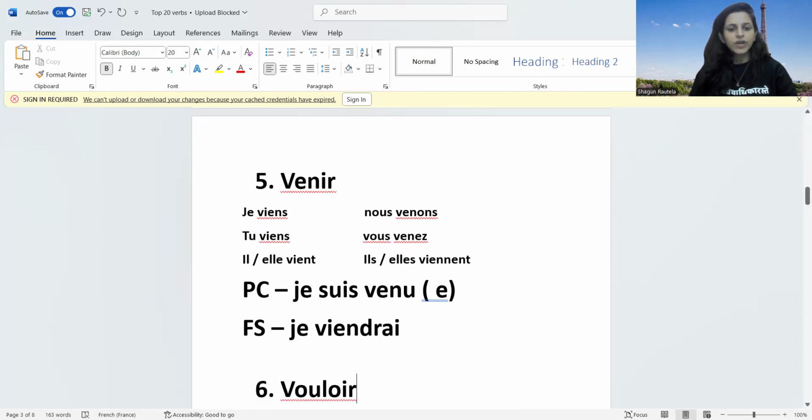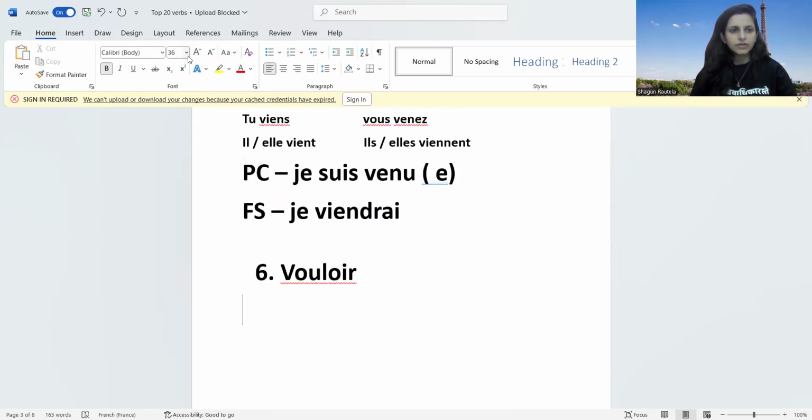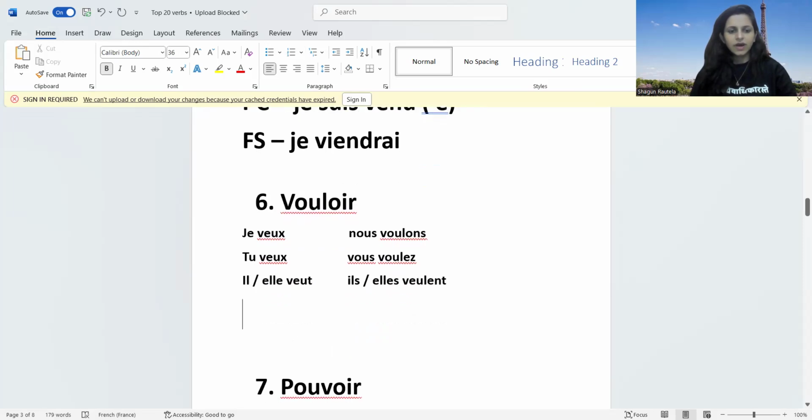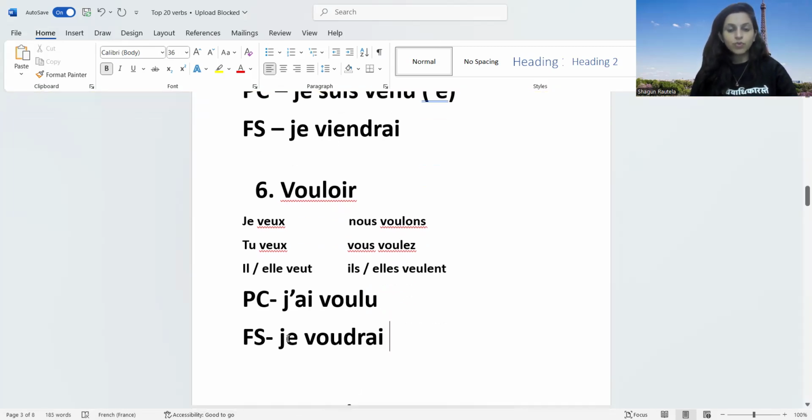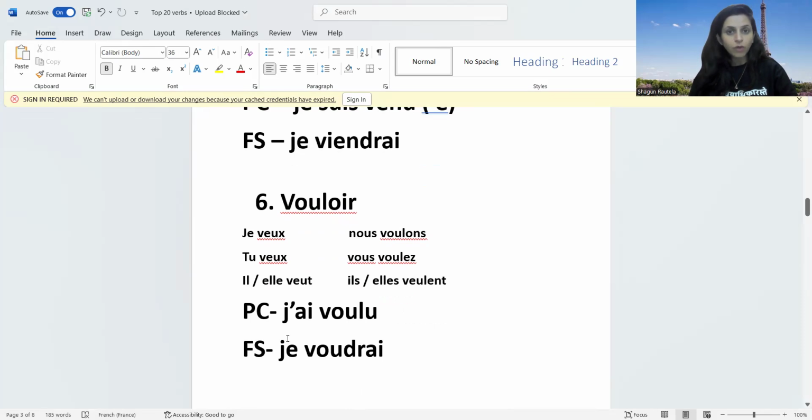Okay. Moving on to our next verb, vouloir. So let's see, vouloir, je veux. This is one of the verbs which has this X ending. Il veut, nous voulons, vous voulez, ils veulent. How will you do it in PC? J'ai, the past participle of this verb is voulu. How will you do it in FS? Je voudrais. So most of the verbs are exceptions in passé composé and futur simple also.